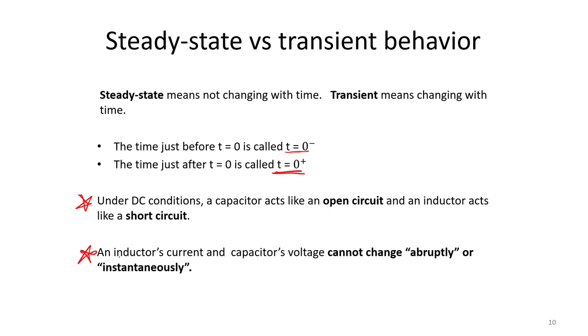Definitely make sure you remember these points about inductors and capacitors. Remember, under DC conditions, a capacitor will act like an open circuit, or a broken wire, and an inductor will act like a short circuit, or a plain wire. Also remember that an inductor's current and a capacitor's voltage cannot change abruptly or instantaneously. These 2 points are very important to remember if you need to solve a switched circuit problem or find an initial condition.